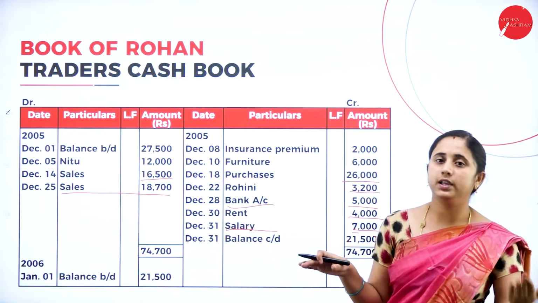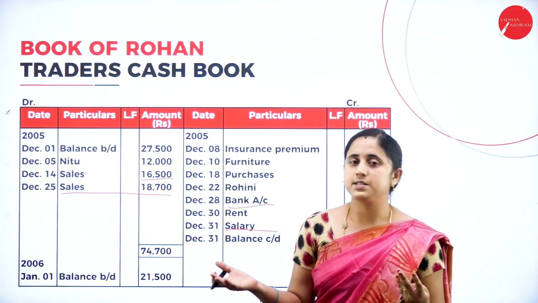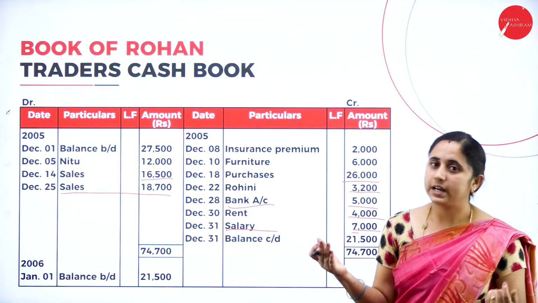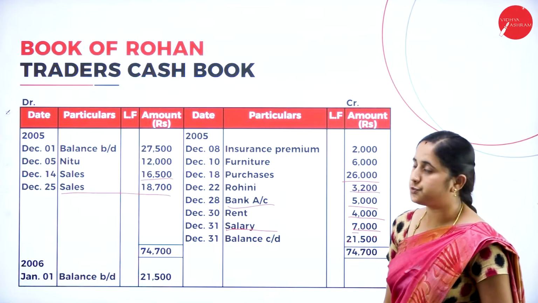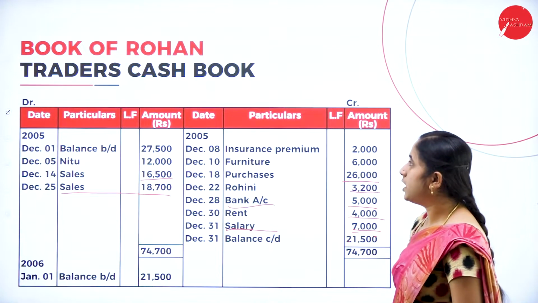Here you will record all the receipts and payments. Receipts on the debit side and payments on the credit side. This is all about the single column cash book. Next, double column cash book.